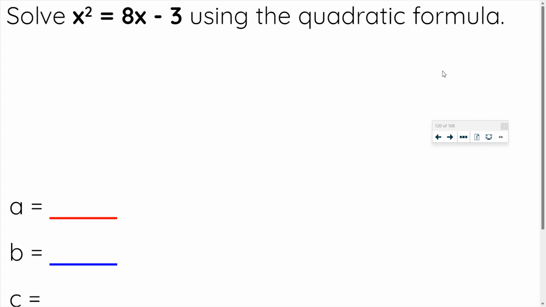Hello, Matthews, Gatos here. In this video, we're going to look at how we solve this quadratic using the quadratic formula. So the first step in solving this or any quadratic is to set it equal to 0.